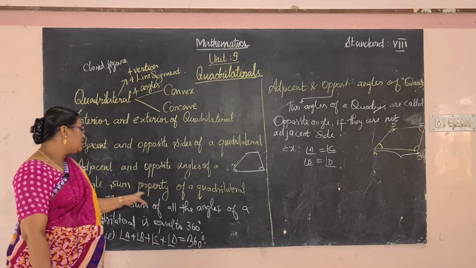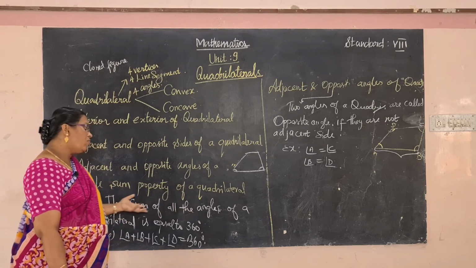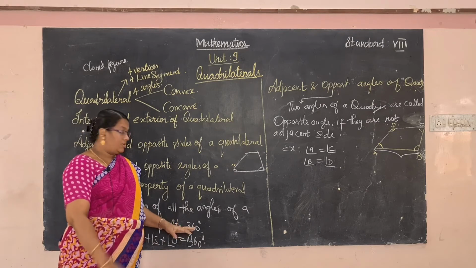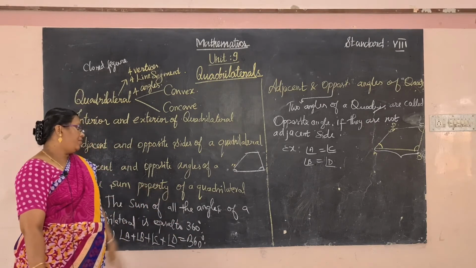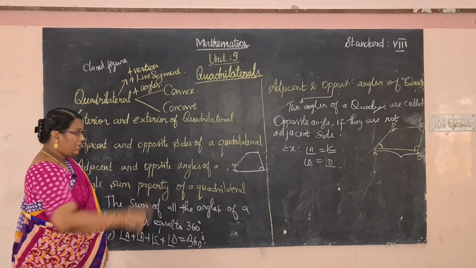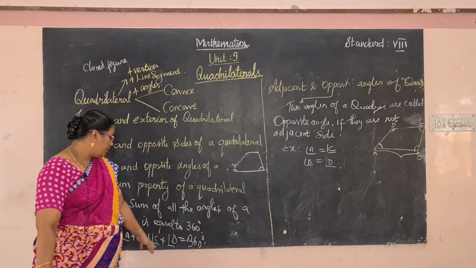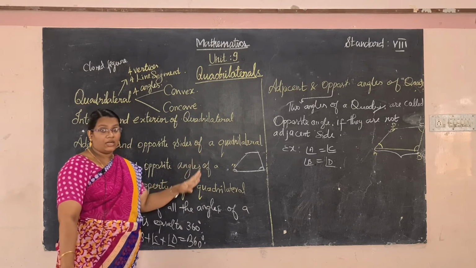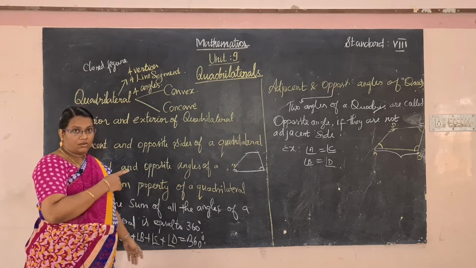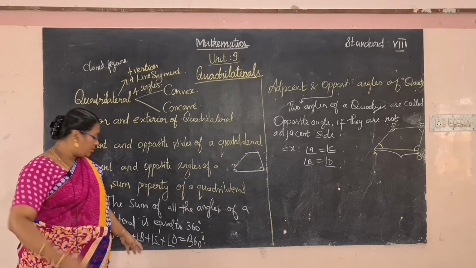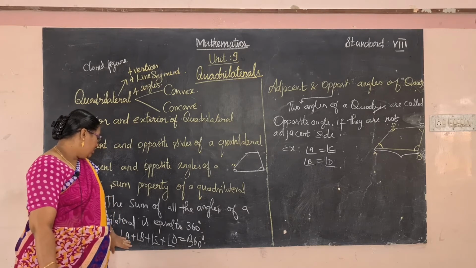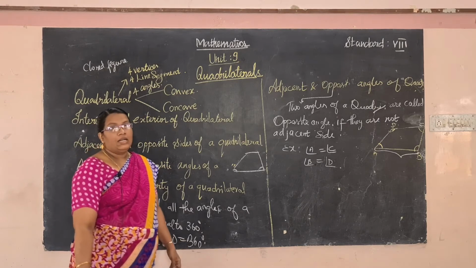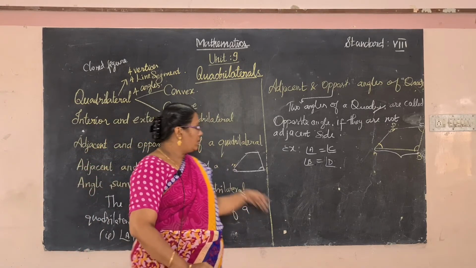And final one, angles sum property of the quadrilateral. The sum of all the angles of the quadrilateral is 360 degree. Then it is called the sum property of the quadrilateral. From the diagram, angle A plus angle B plus angle C plus angle D, because they are having the 4 angles. So angle A plus angle B plus angle C plus angle D is equal to 360 degree. I hope you have understood all this.